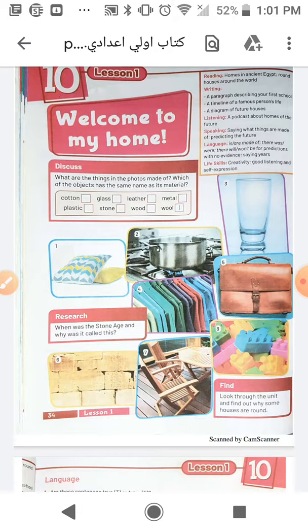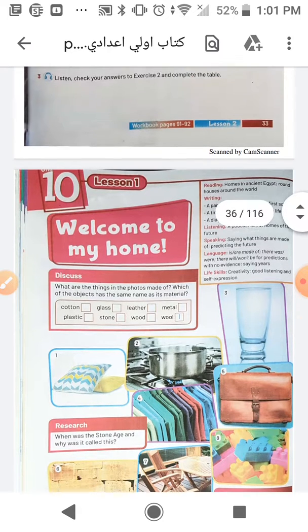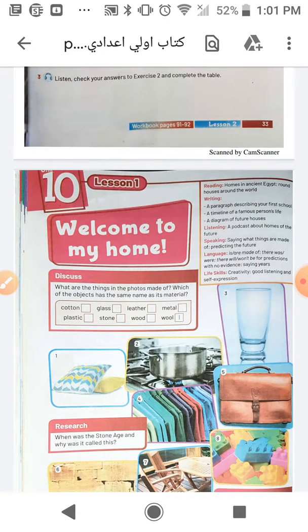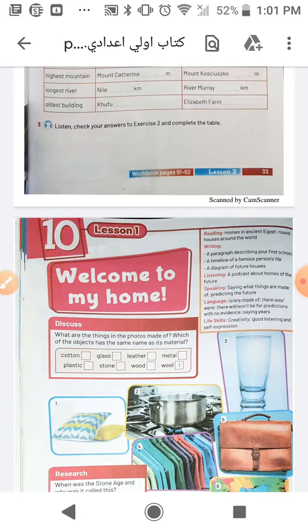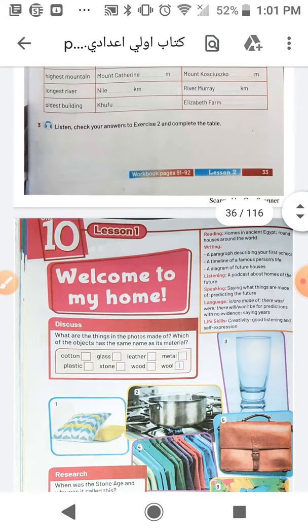Have a look at the first picture. You will find different kinds of material or matter, as you study in science. So let's read them in order. You will find cotton, glass, leather, metal, plastic, stone, wood, and wool. So let's take some examples.